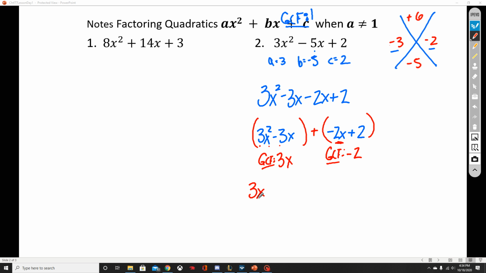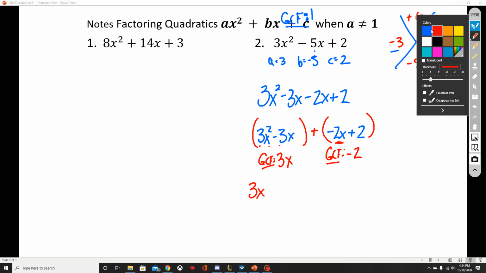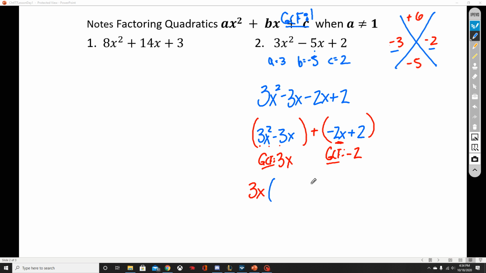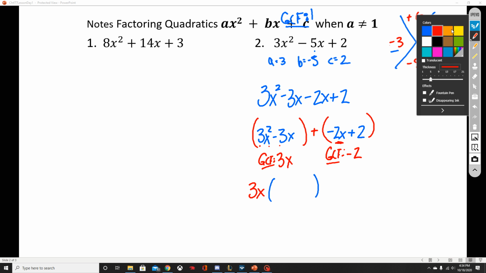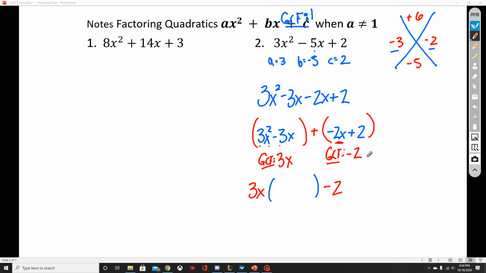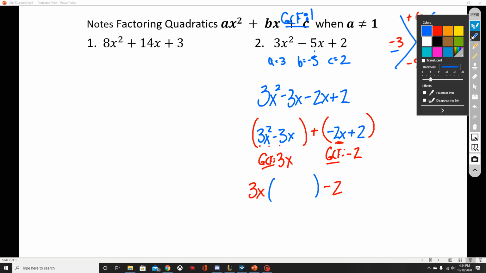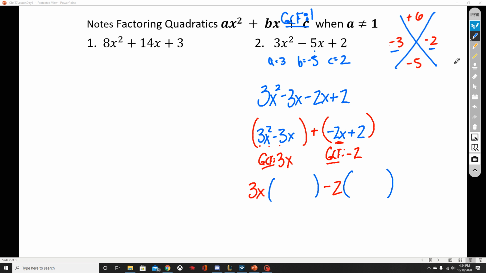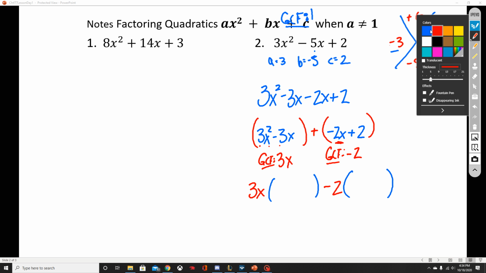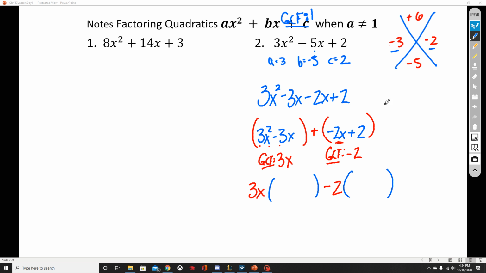So I'm going to factor 3x out of the first group, and I'll have something left over. And I'm going to factor -2 out of the second group, and I will have something left over. So if I factor 3x out of the first group, I just divide by 3x and I'm left with x minus 1. And if I factor -2 out of the second group, I'm also left with x minus 1.